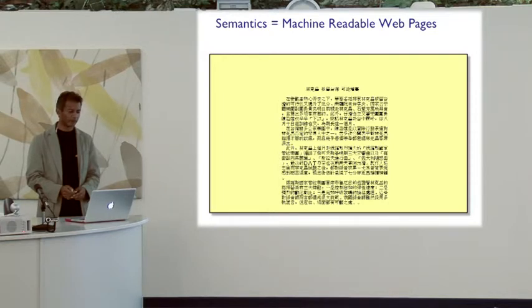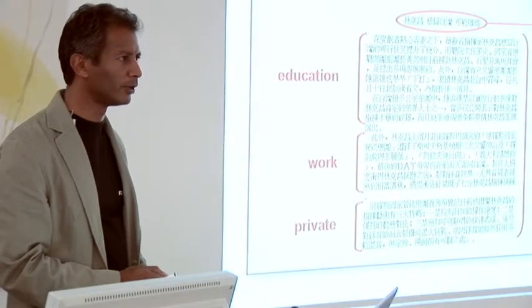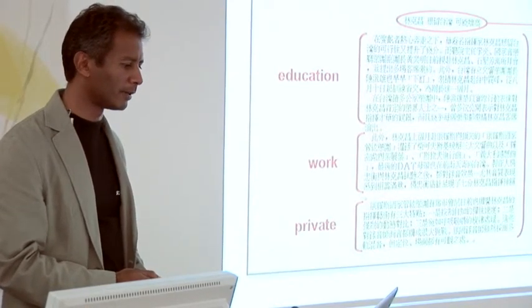to read. Here we have a web page, which is in Chinese, and unless you can read Chinese, you can't read the web page. So we want to make this web page readable for a machine. So what we can do using semantic web technologies, we can annotate the various parts of the web with labels. We can say this web page, even though you can't read it, is a CV.